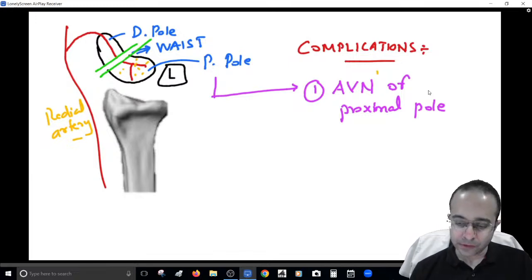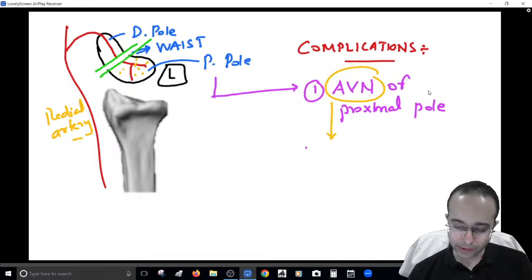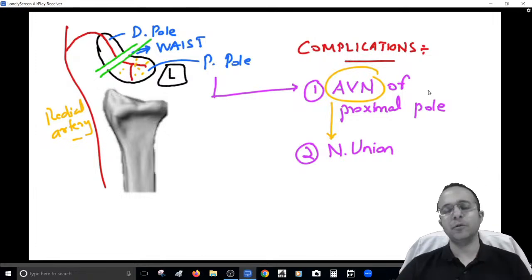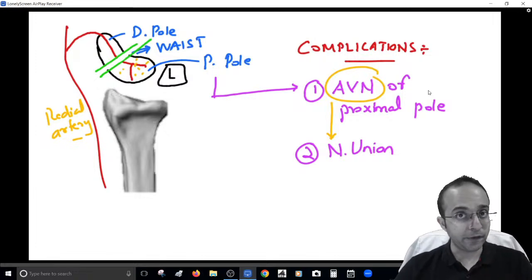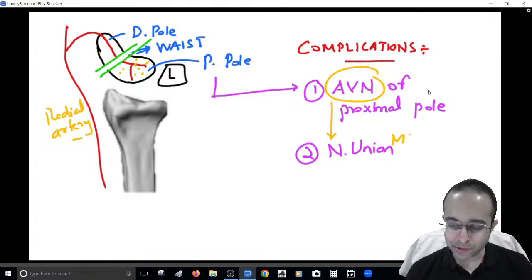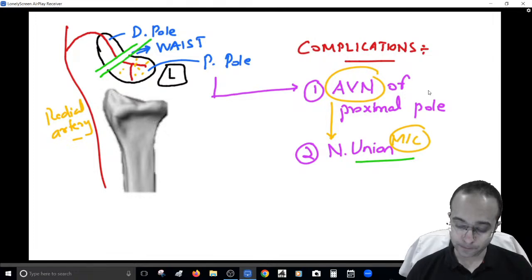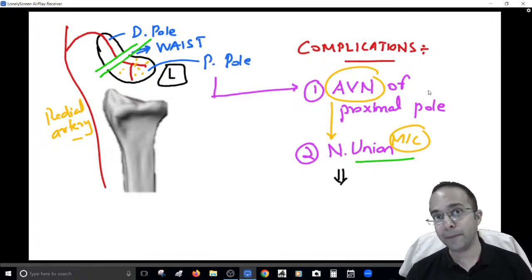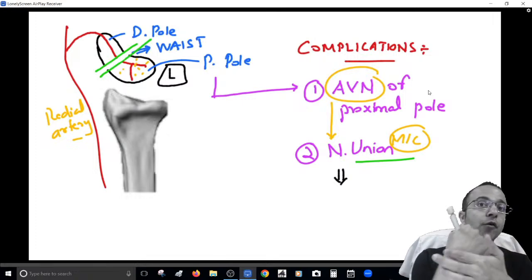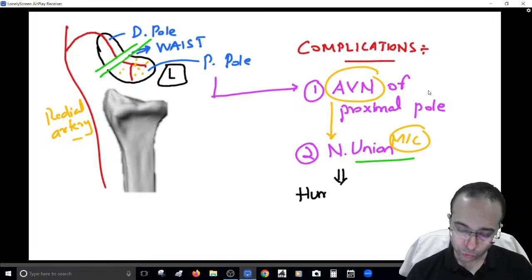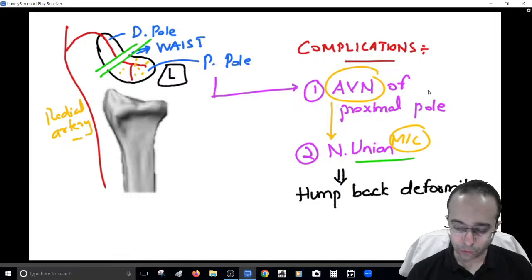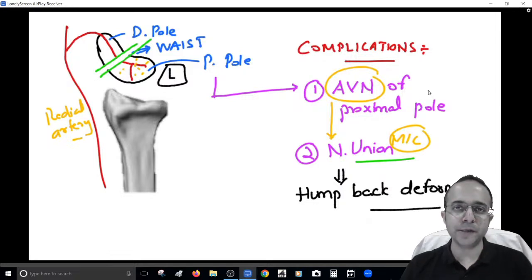Now, wherever AVN is one complication, by default, the other complication would always be non-union, because AVN and non-union are brothers and sisters, they're always found together. AVN means there's a problem in the blood supply, and problem in the blood supply means union will be a challenge. A little more common out of the two tends to be non-union, although both of them are fairly common complications. And just in case non-union happens in the scaphoid, a hump would form on the back of the wrist. So non-union of the scaphoid is known to generate what we orthopedic surgeons call the humpback deformity.